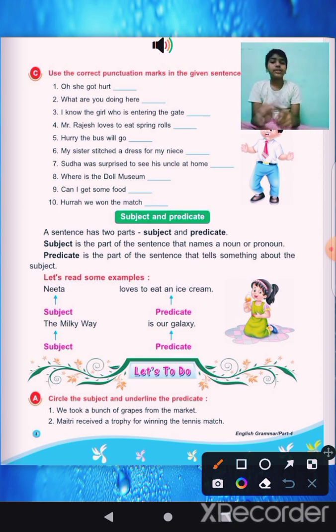Now let's read some examples. Neeta loves to eat ice cream. Neeta is the subject, she is doing the action. Loves to eat ice cream, what does Neeta do? In the sentence, loves to eat ice cream is the predicate. The Milky Way is our galaxy. We are in the Milky Way, as we all know, but that's not what we are learning. So the Milky Way is the subject and is our galaxy is the predicate.